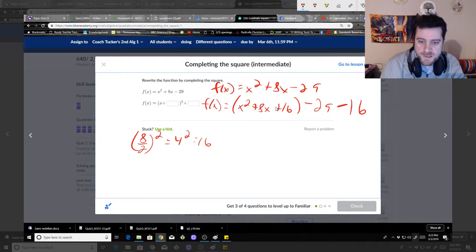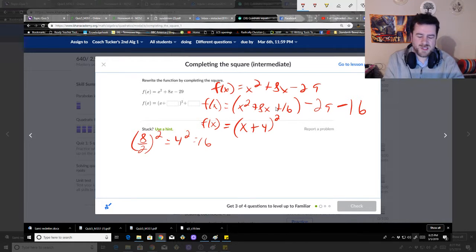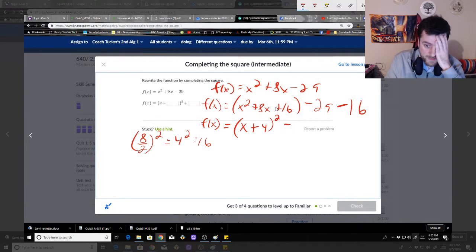So now what do we have? Well, let's complete the square on the inside. Or let's actually figure out this squared binomial term. So we have x plus the square root of 16, which is 4, squared. And then simplify this. Negative 29 and negative 16, what was that, negative 45? Boom. That's it.